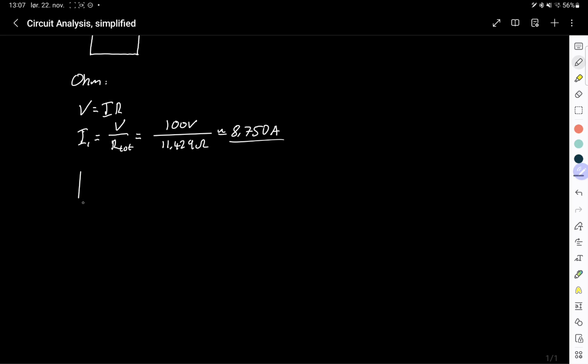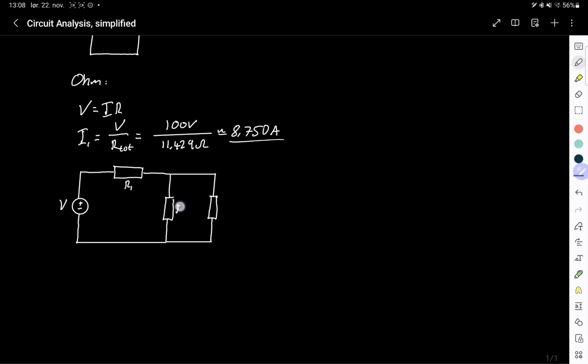Let's draw up our original circuit again, a bit more properly. For the intermediate steps, I like to draw the circuit pretty quickly, just very crude drawings, but when I draw up the full circuit I like doing it a bit more properly. So this is still V, this is R1, R2 and R3, and what we've found now is I1, which is the same here, I1.